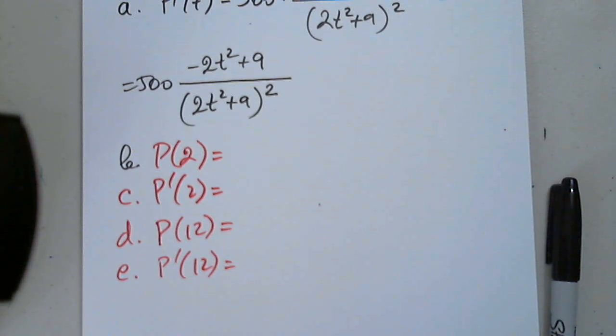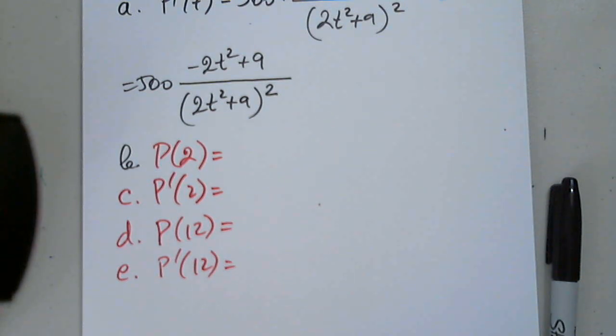And now I want to enter also the derivative, which is 500. Close, open the parenthesis for the numerator, negative 2t squared plus 9. Close, divide by, parentheses of course, 2t squared plus 9, close, and squared. So now I have both the function, the population, and the derivative. And I go to second and table, and I need to plug in 2, and I need to plug in 12.